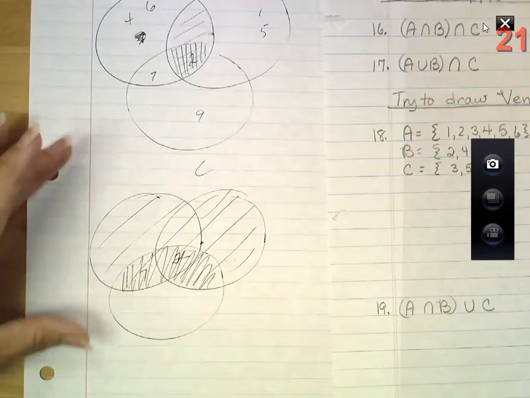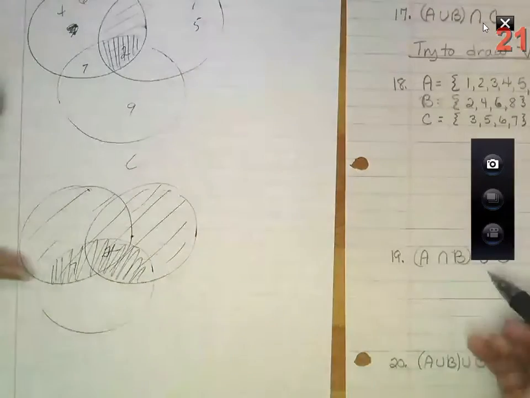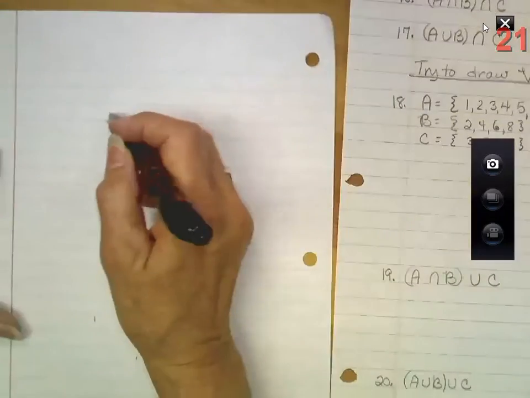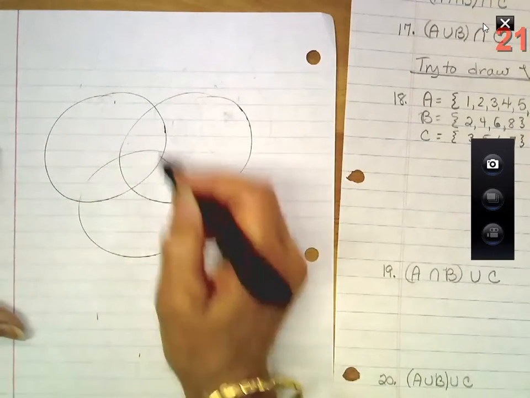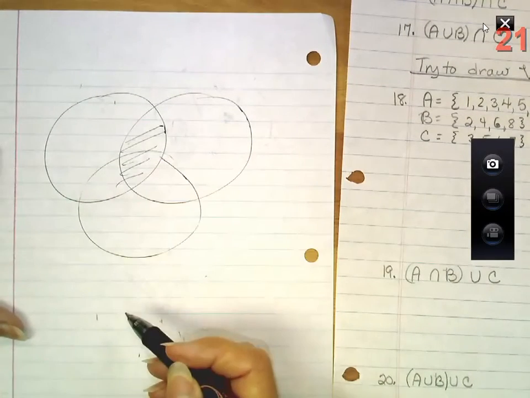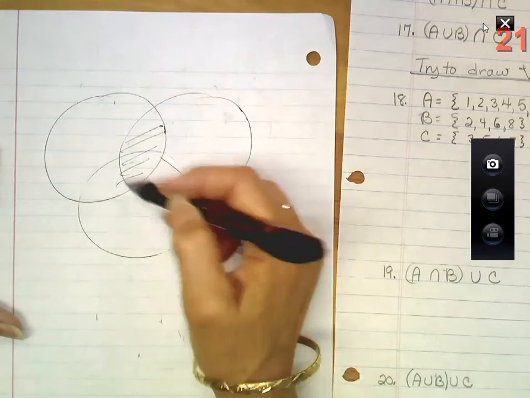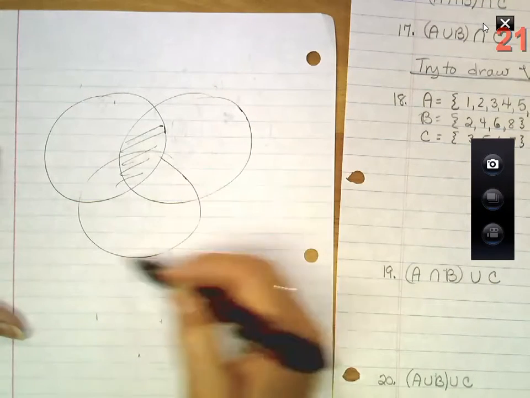Now, if you have to do one like this, I'm not going to put the numbers in. A, B, and C. But it's A intersect B, union with C. I'm going to take this and unite it with C.